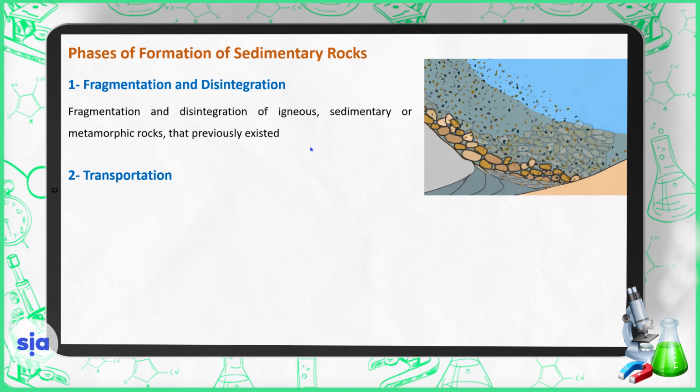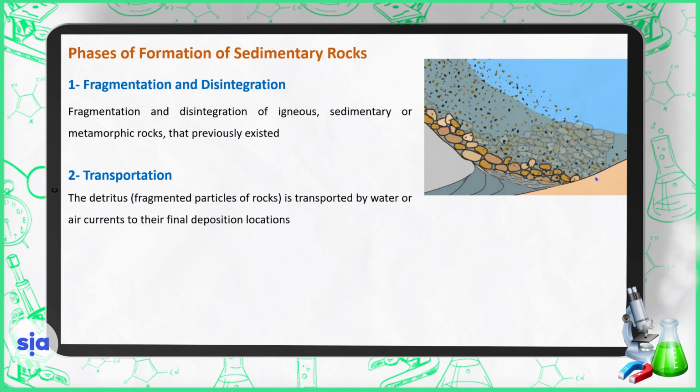Then phase 2 is the transportation. These particles will be transported to another place. The detritus, which are the fragmented particles of rocks, will be transported by water or air currents to their final deposition location.